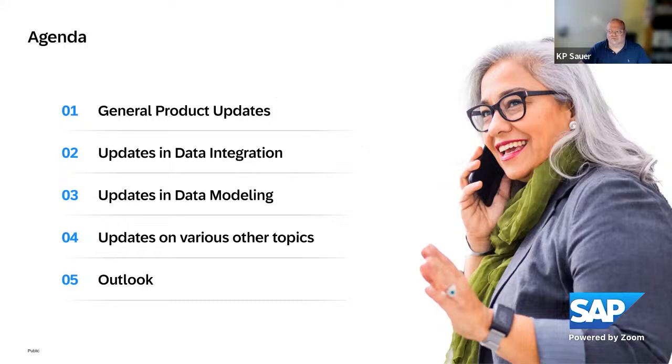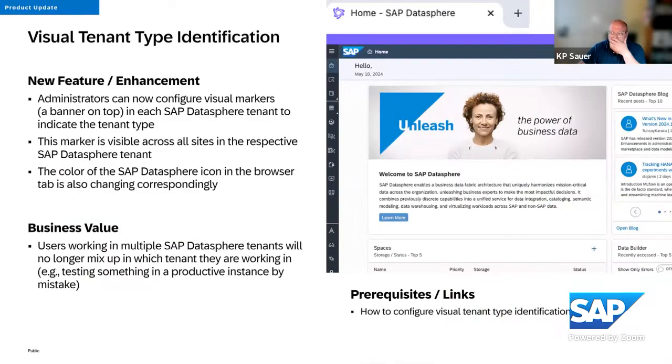The second one is the visual tenant type identifier, which is a banner which can appear on top if you configure it to make it easier to understand for you or your developers in which system you're working. If you have multiple systems like a development, test, sandbox, and production systems, sometimes it's a little difficult to see which system you're currently on, and you always have to check usually the URL to make sure. This now helps you to easier identify this.